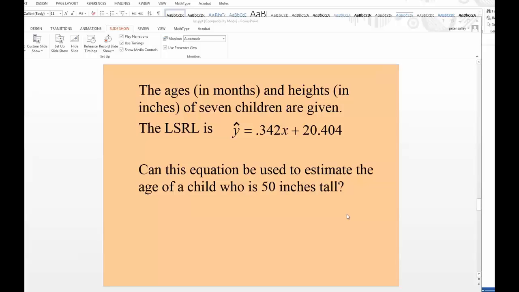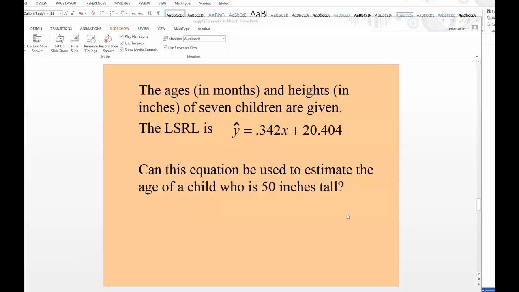Okay, so picking up where we left off, we were talking about months and heights of children in inches. We calculated the equation from months to heights. And so the next question we're going to ask is, can we use this exact same equation to estimate a child who's 50 inches tall? I'm sorry, can we go backwards? In other words, can I use the equation to solve for y? And the answer is no. I need the LSRL that predicts x from y.